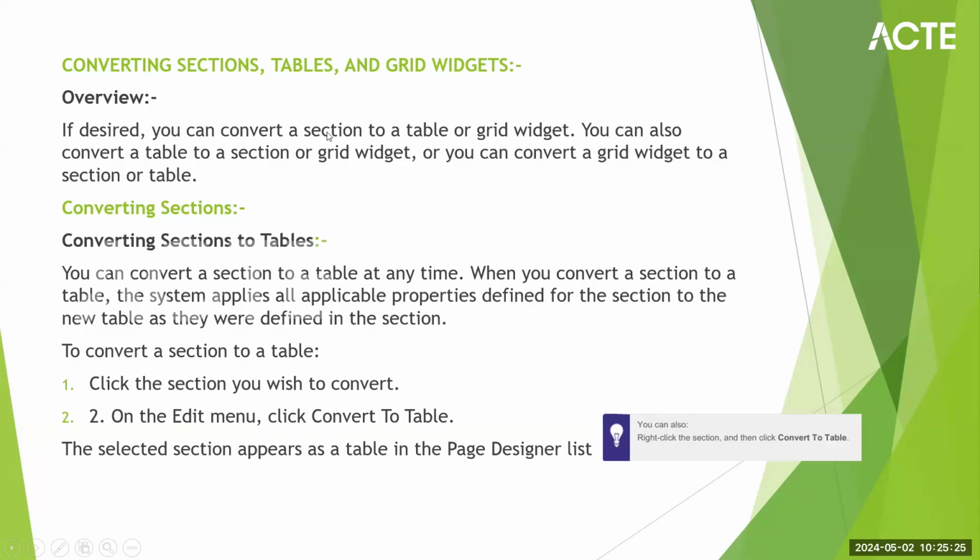So directly you can convert a section to a table format. By clicking on the section header, you can click convert to table. Then the whole set of fields will be aligned to the table and converted to table format. So you can convert a section to a table or grid wizard. You can also convert a table to a section or grid wizard, and a grid wizard to a section or table accordingly.